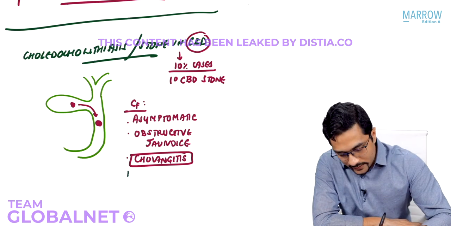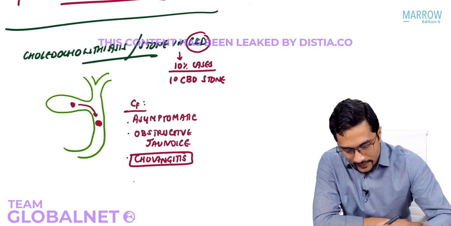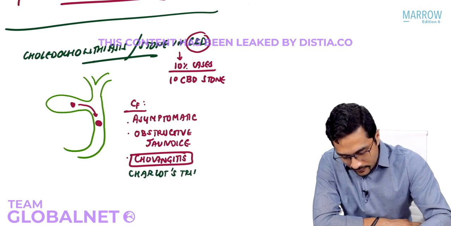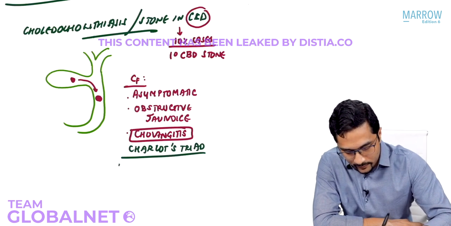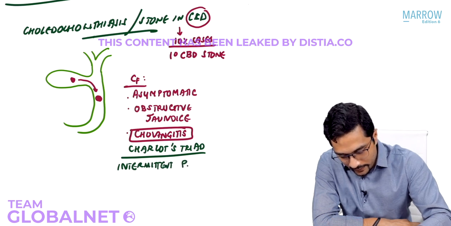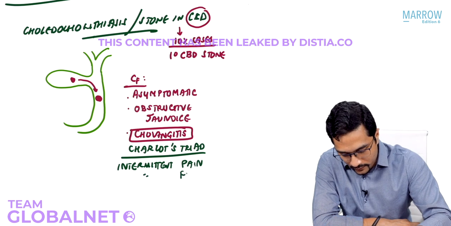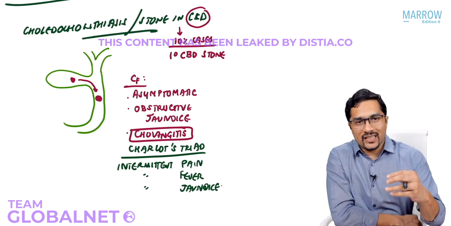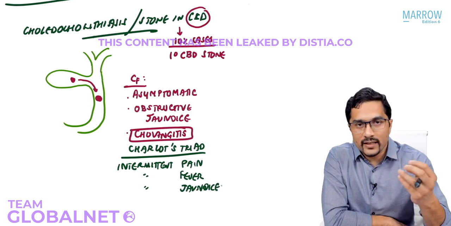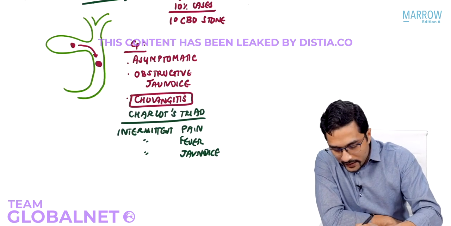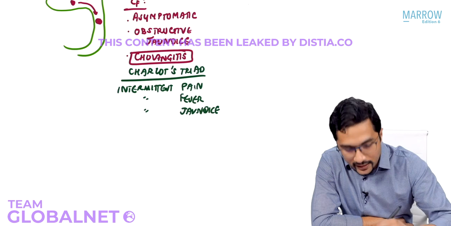And cholangitis presents as Charcot's triad. This has been asked many times in the exam. The clinical features of Charcot's triad are intermittent pain, fever and jaundice. The reason behind this is that the stone keeps on moving in position. So sometimes there's jaundice, then the stone moves, the jaundice gets relieved, then again jaundice can occur. So intermittent pain, fever and jaundice is Charcot's triad.